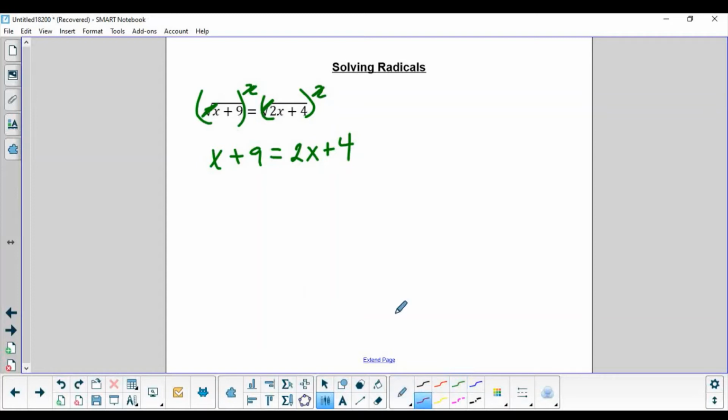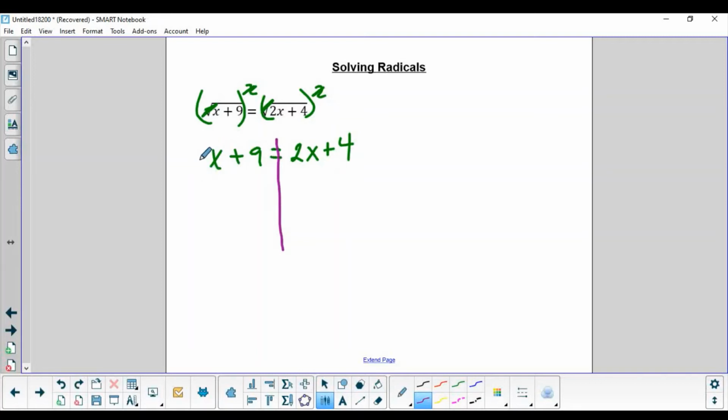But the reason why we were able to do that is because we squared both sides. So then you solve this just like you would an equation. I have x plus 9 equals 2x plus 4. So you have a letter on both sides. Let's take care of moving the letters first. So I want to get my x's all on the same side. So here's my x on this side. If I want to move it over to the right, how do I do that?